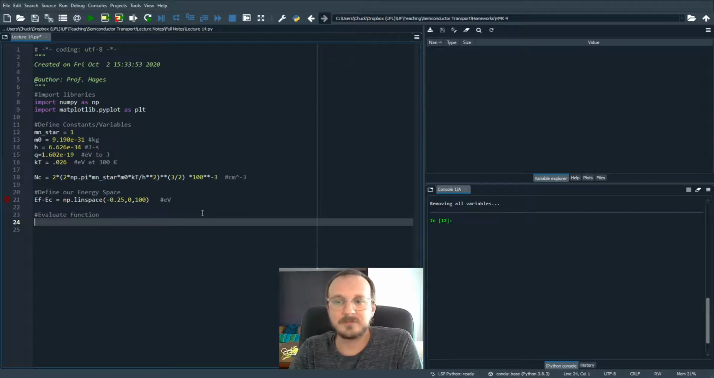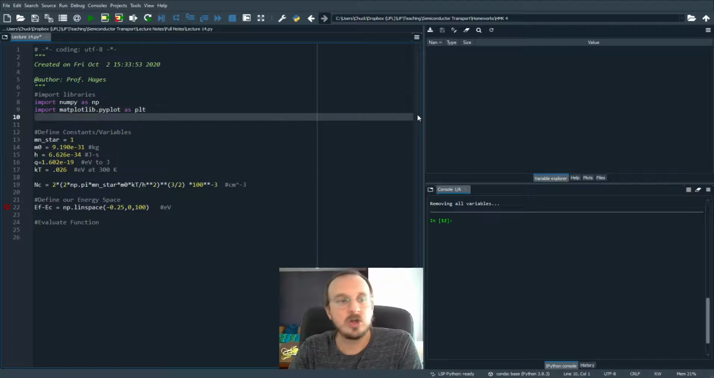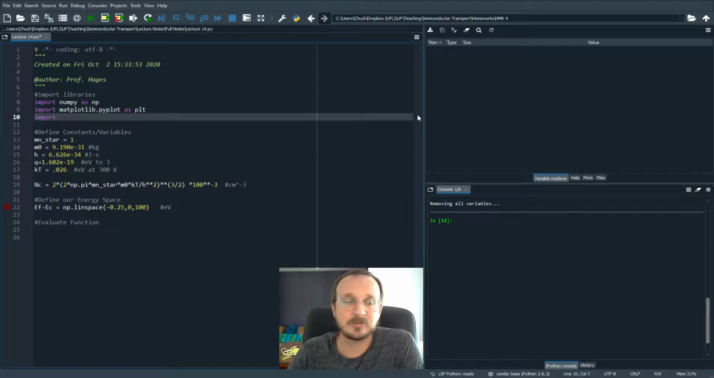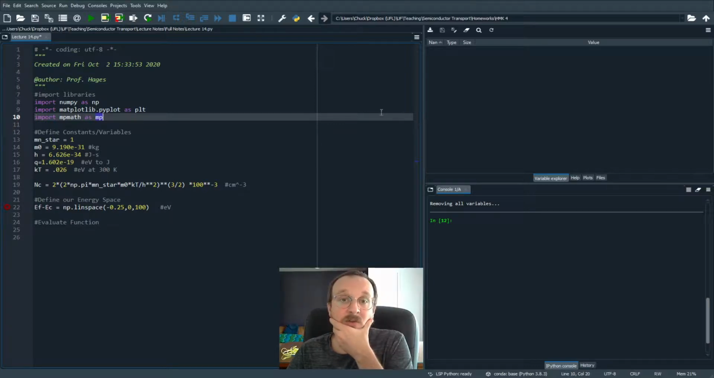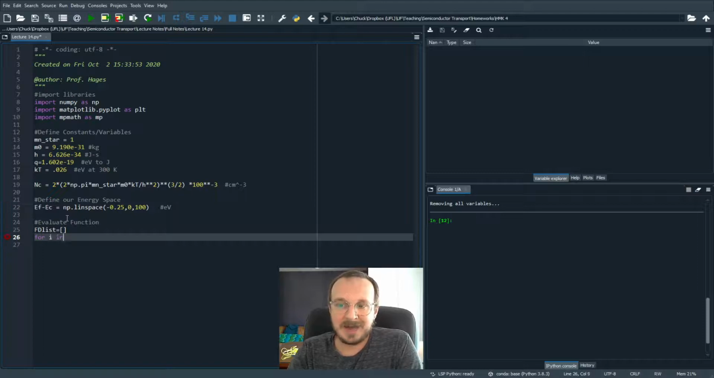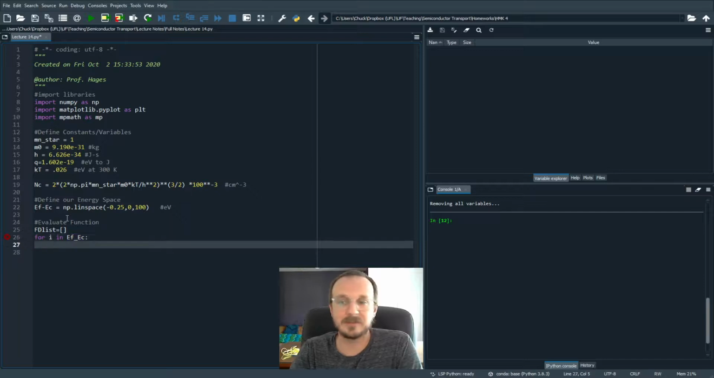So we have to do a for loop. For this, we're going to use a special library called mpmath, so we import mpmath as mp. This is where the polylogarithm is defined, and you can't pass a list of values, so we're going to do a for loop. So let's initialize the list. Our Fermi-Dirac list is going to be blank to start off with. And then we're going to say for i in EF minus EC. For every energy value in this list we made, let's pass it that value.